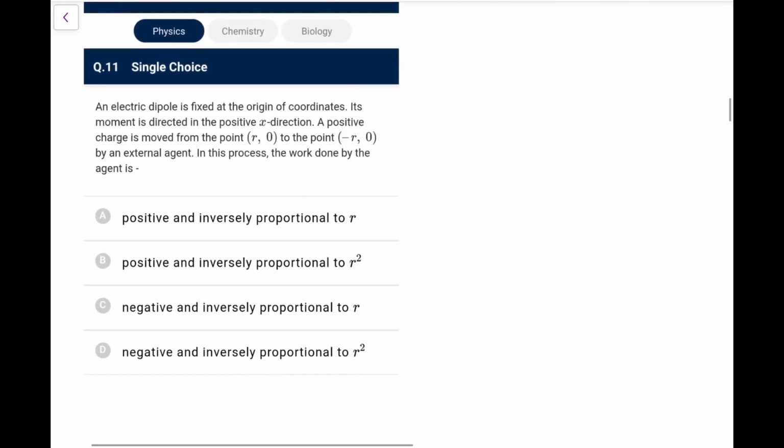Electric dipole is fixed at the origin of coordinates. Its moment is directed in the positive x. Okay. A positive charge is moved from r, 0 to point minus r, 0. The work done by the agent is. So what we have, dipole is directed along positive x like this. This is P. Now we have a point initially at r comma 0 and now it moves to minus r comma 0, let's say from A to B.